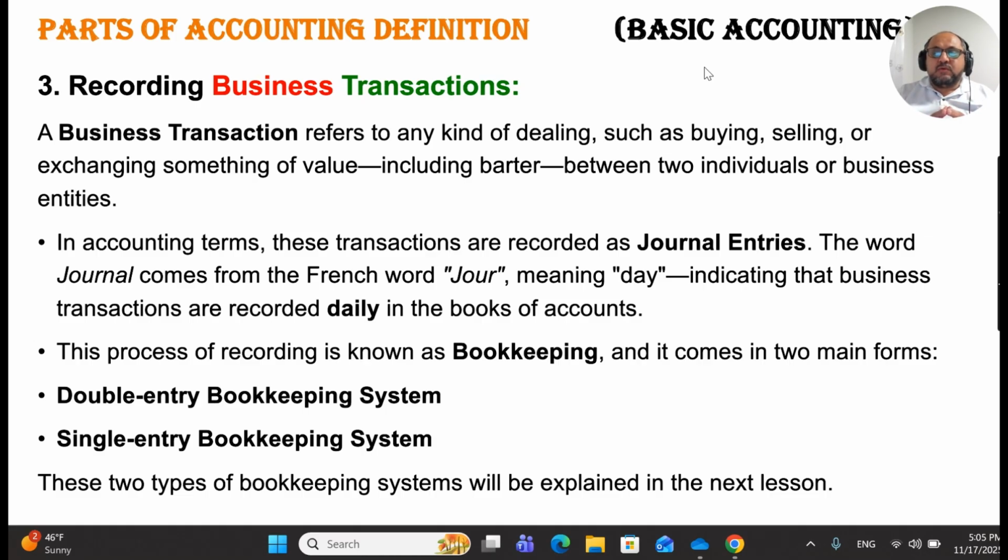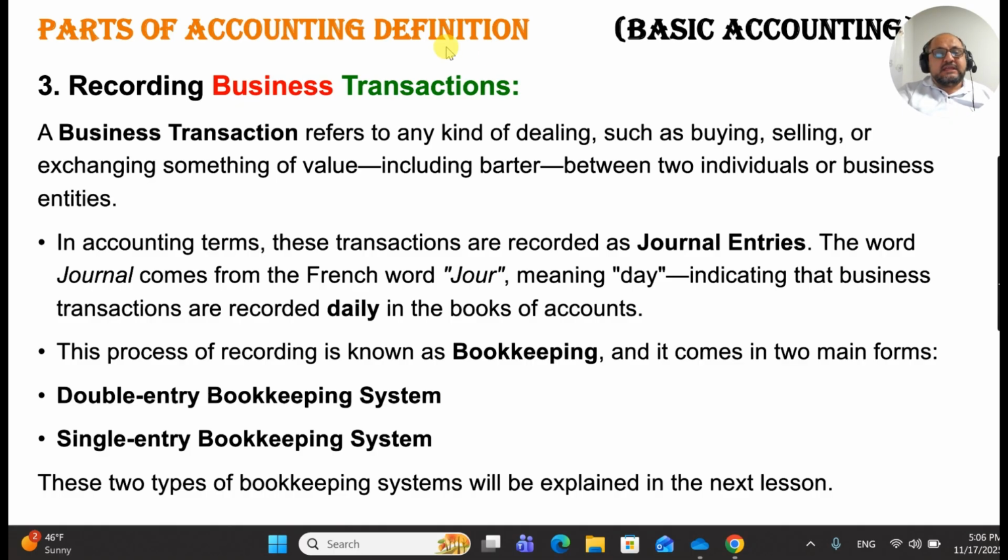Or if you are an employee of a business firm, government agencies, NGO, or UN organizations, as an accountant, finance officer, or finance manager, while recording these daily transactions into the journal book, you will be able to record them correctly. So let's come to the subject. Number 3, recording business transactions.